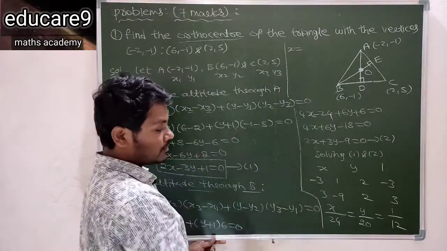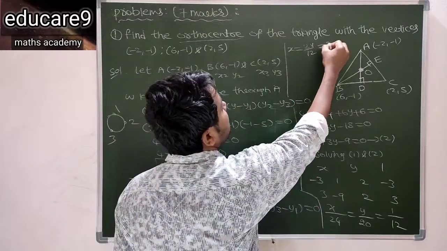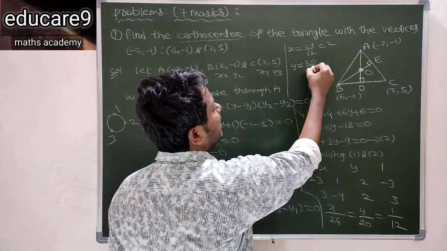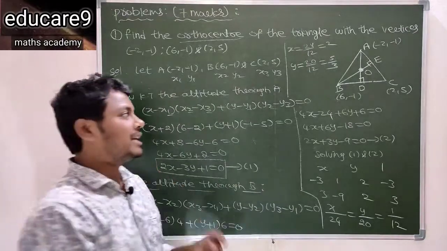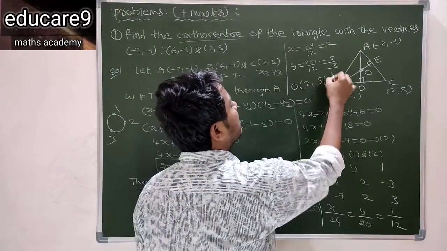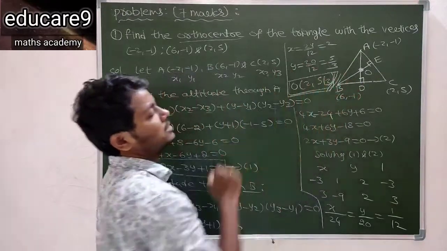12 by x is equal to what? 24 by 12, that is 2, and y is equal to what? 20 by 12, that is 5 by 3. Therefore, what is the orthocenter? So the orthocenter is (2, 5/3). So this is the required orthocenter.